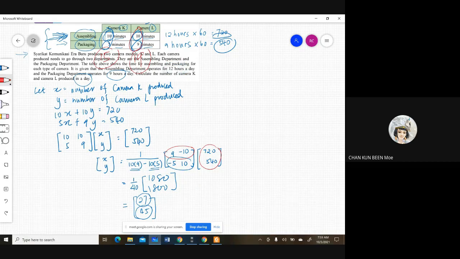So in here, you can see this part is camera L, but we have to see the operating hours. 12 hours a day is 720 minutes. So we need to use 720 minutes divided by 10. You get the number of camera L. I write this first so that you can see. 720. Go back. Okay, this is 720. This is 540. So we are going to check over here the assembling.